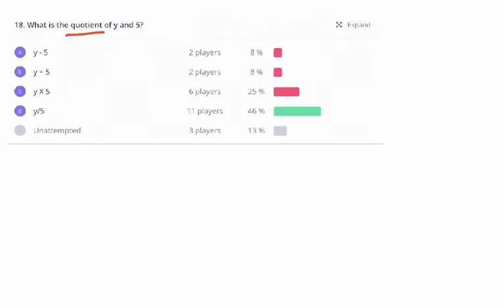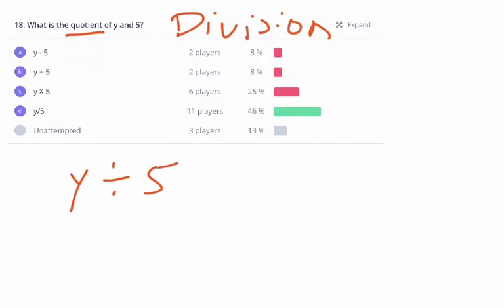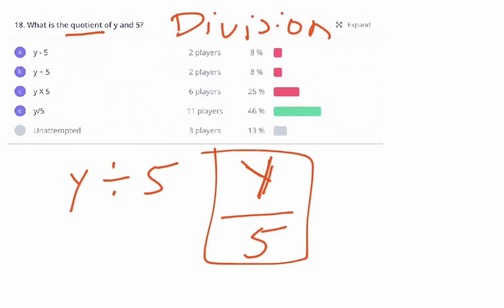The quotient is the answer to a division problem. So that means we are going to divide. So it would be y divided by 5, and hopefully we remember that a fraction is the same as a division. So the top would be y divided by 5. So that would be our answer.